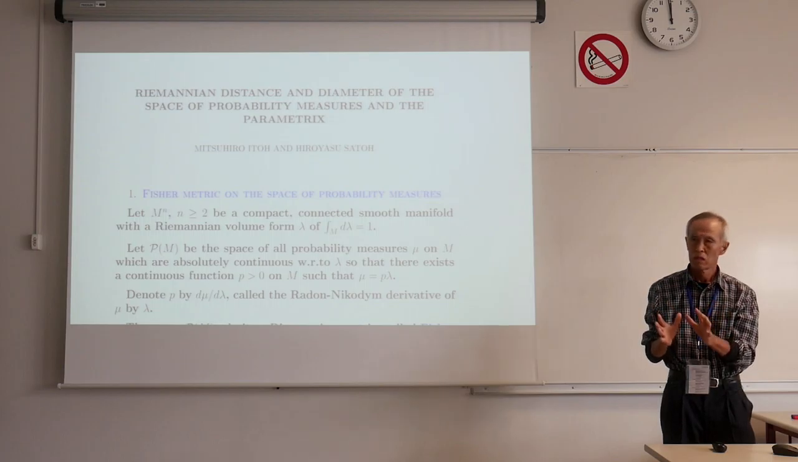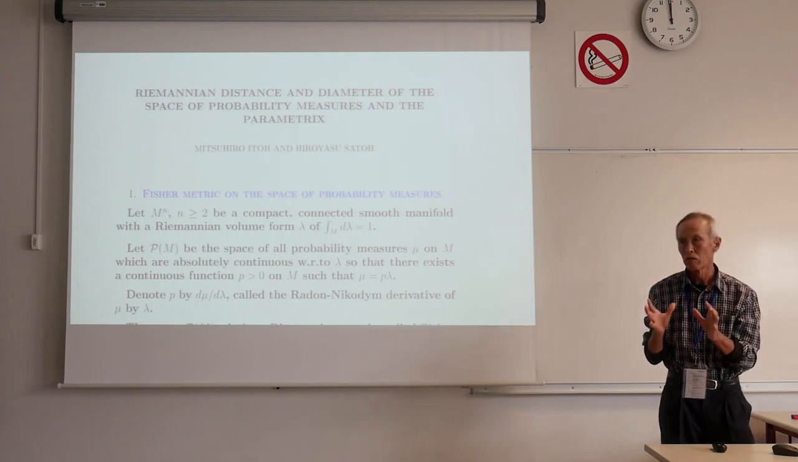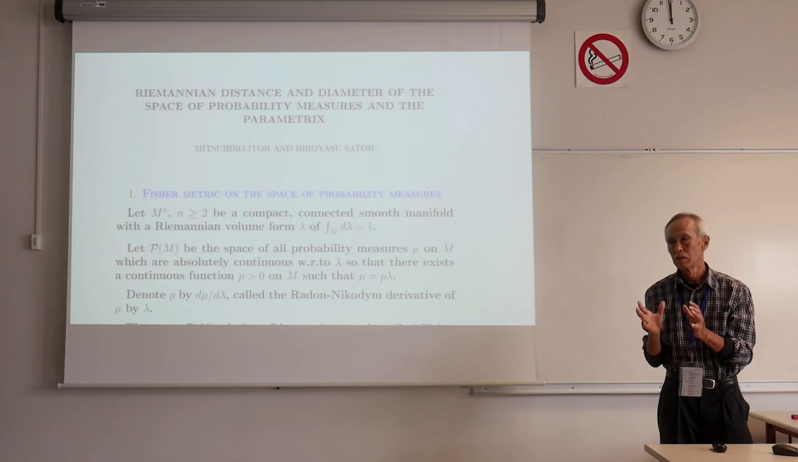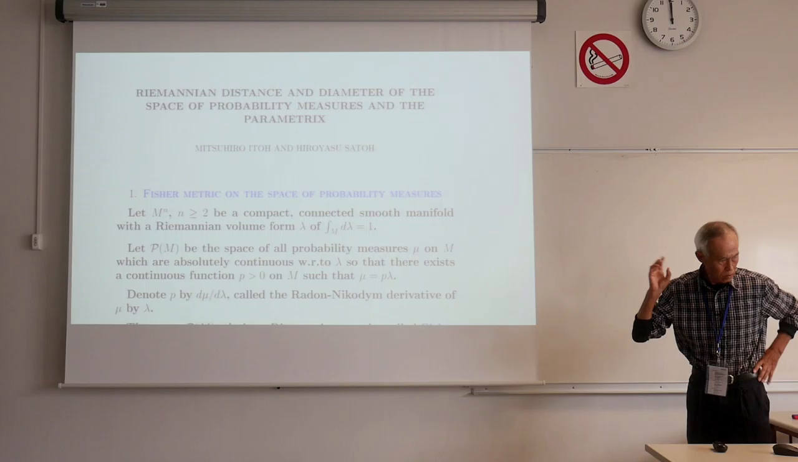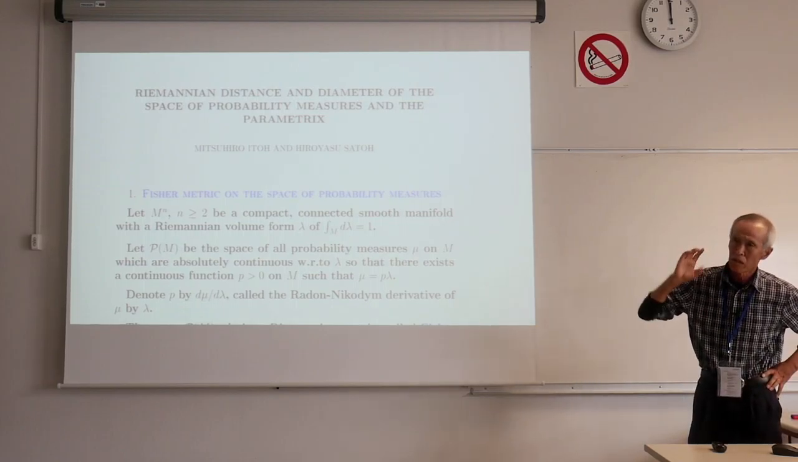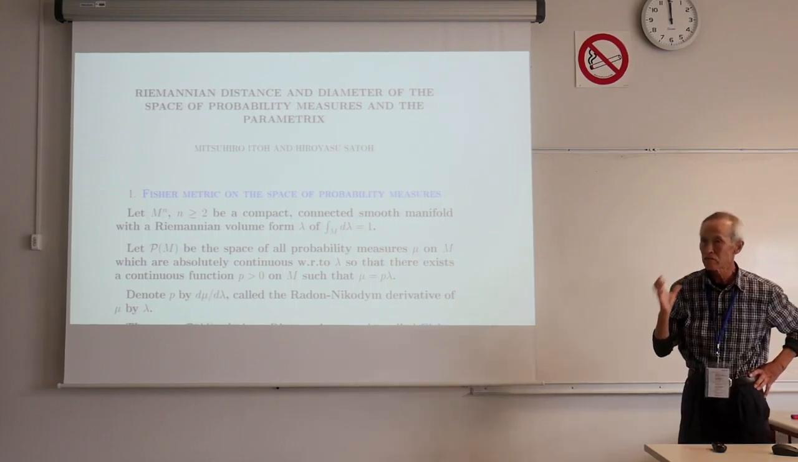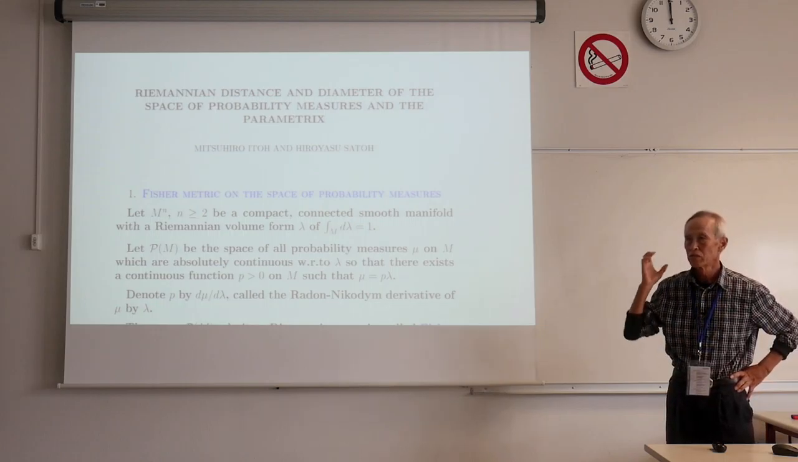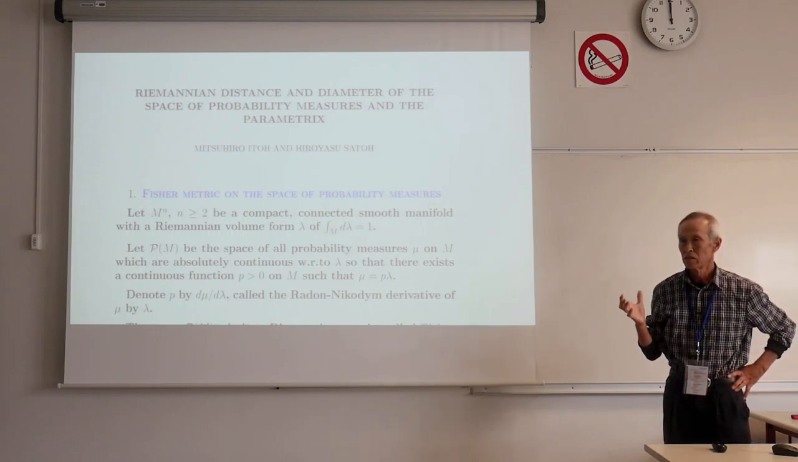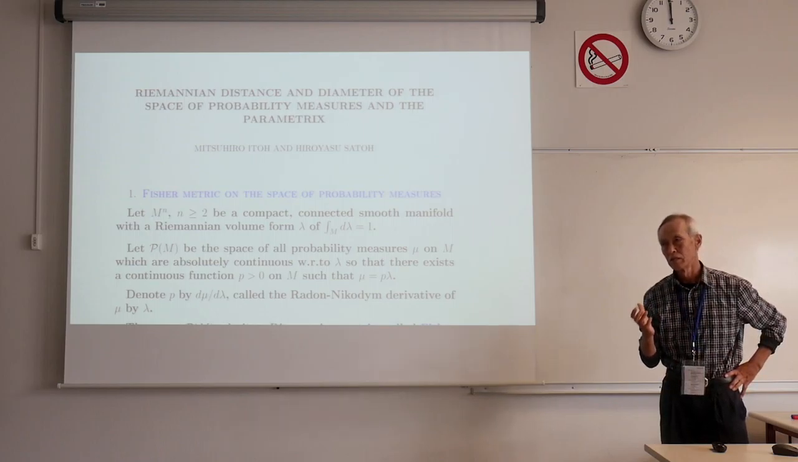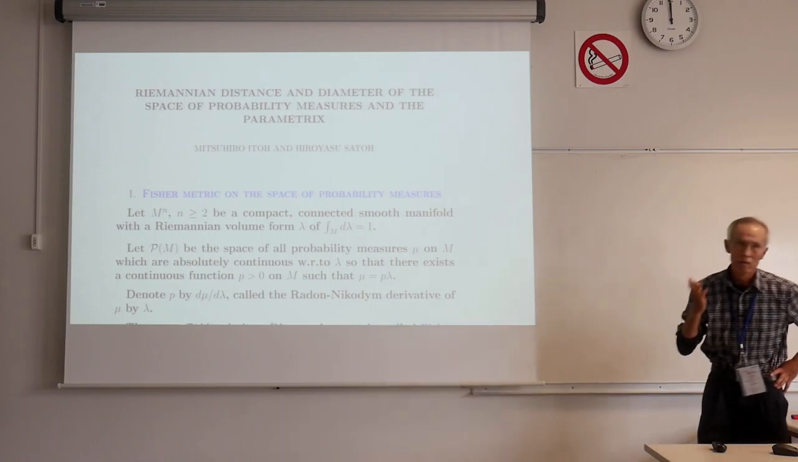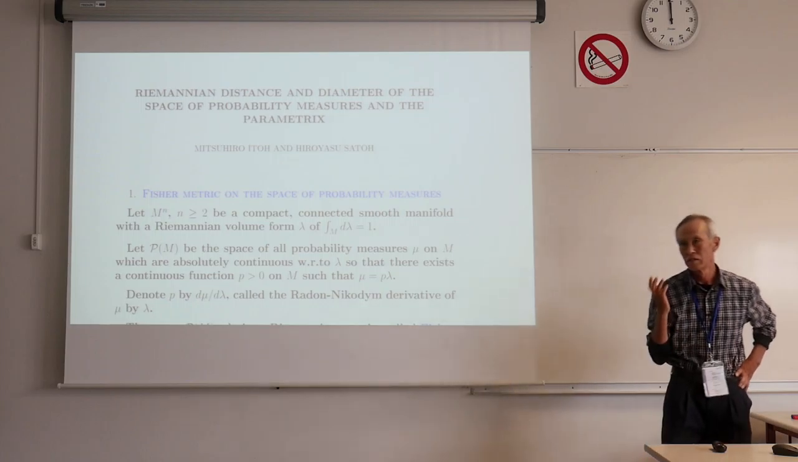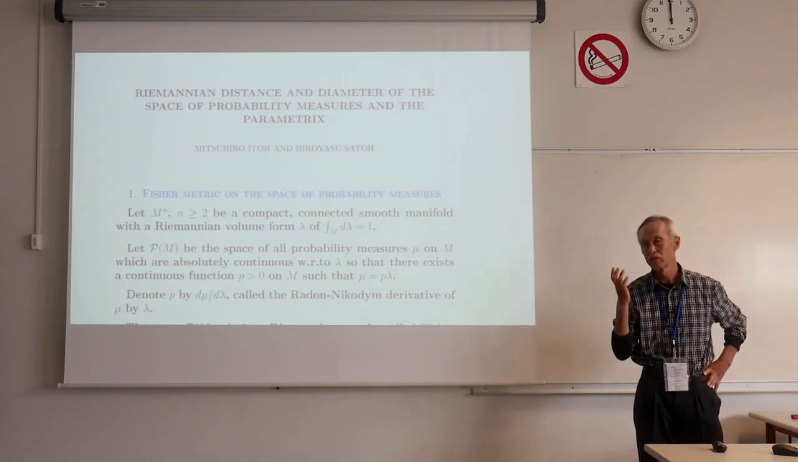I'm a Riemannian geometer. So I'm interested in the Fisher metric on the space of probability measures defined on a finite dimensional manifold. And so the title tells you that I'm interested in Riemannian distance and diameter. These are very, very familiar in Riemannian geometry.